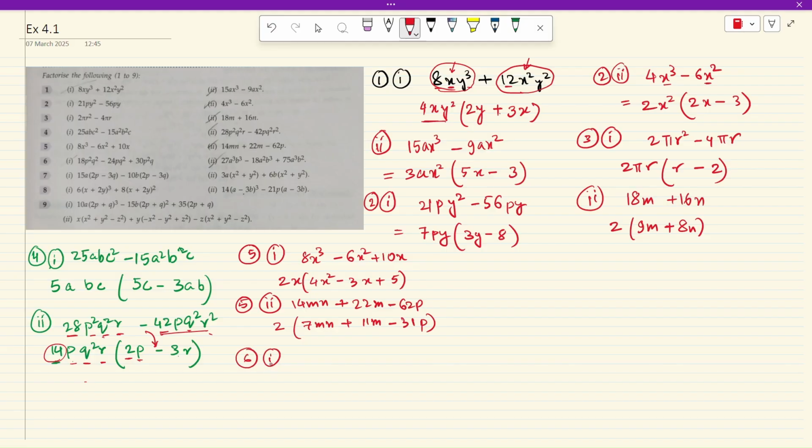Sixth question, 18p square q square minus 24pq square plus 30p square q. I'm going to take 6 as common, 6pq, so this will be 3pq minus 4q plus 5p.